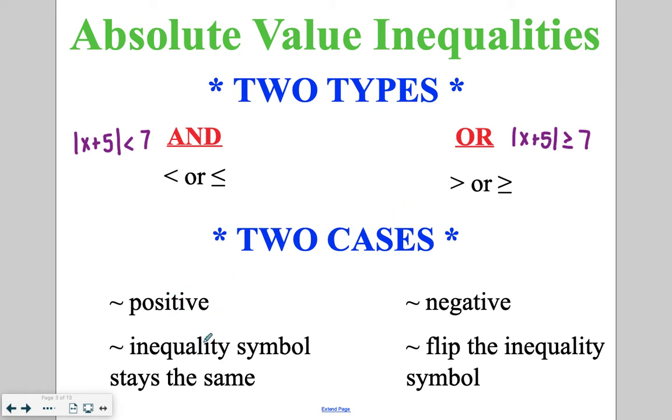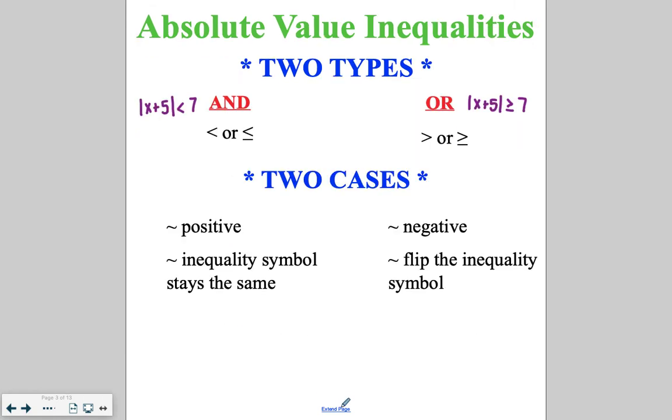The first case is positive, so just like when you were solving equations, you keep the answer positive for that first case. So in this problem, we would have x plus 5 is less than 7. And then the second case would be the negative case: x plus 5 is greater than negative 7. So we keep the symbol for the first one, less than, and flip the symbol when we make it negative for the second one.